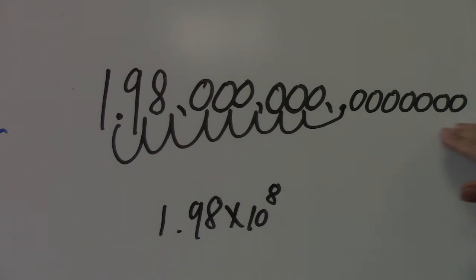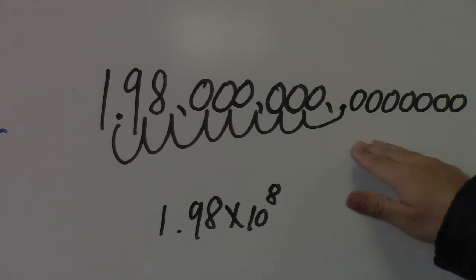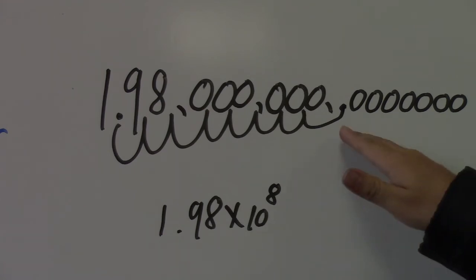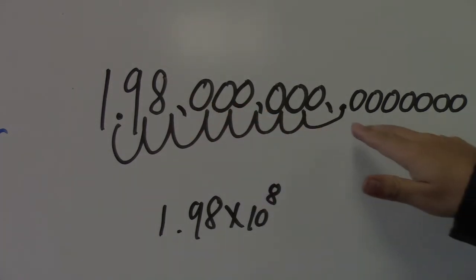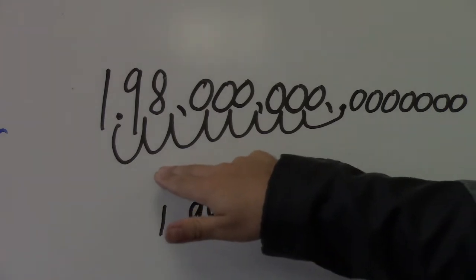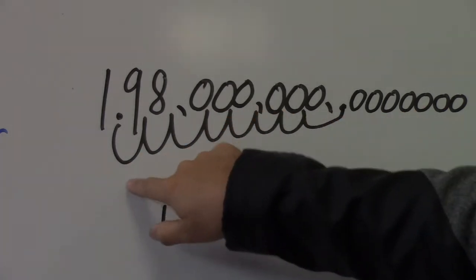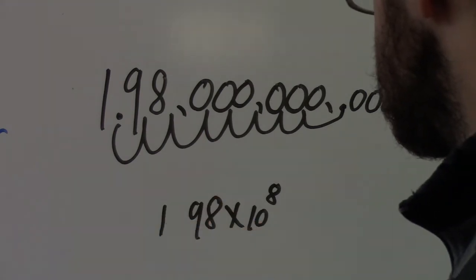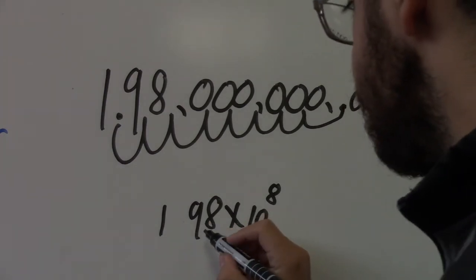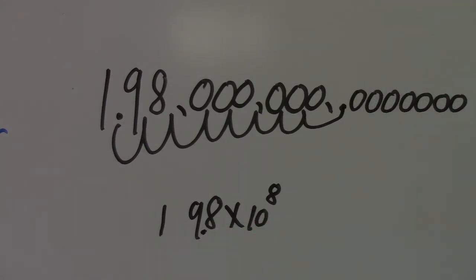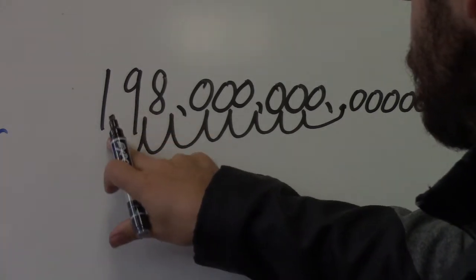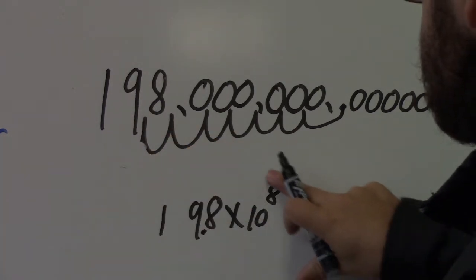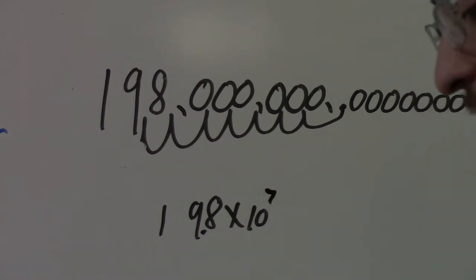It doesn't matter what's on the right if they're just zeros, but if it's another number, that's a different story. But right now, it's fine just to count how many spots you have to move the decimal to figure out what to make the power. So for instance, if I wanted to leave it as 19.8, which is fine, though I don't know why you would do that, you would just move the decimal only 7 spots. So instead of 8, it would be 7. So that's how that works.